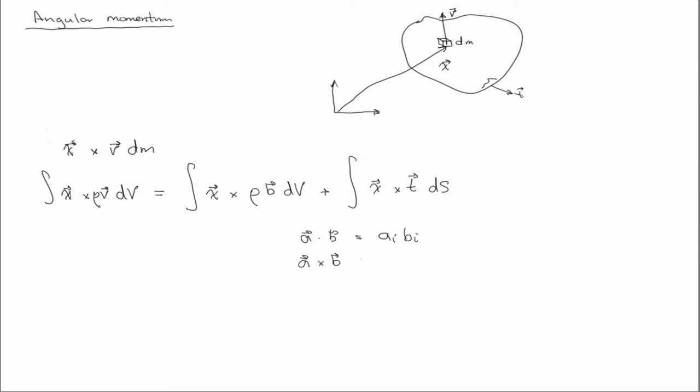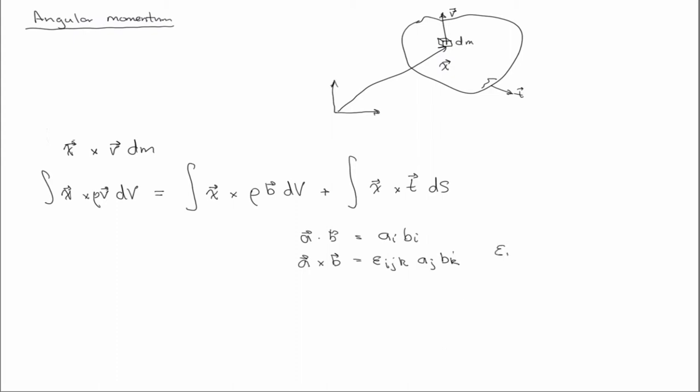So in order to do this, we introduce a special tensor called the permutation tensor. And it's a third order tensor that has components i, j, k. And I'll tell you what it is in just a second, but we would write A cross B as epsilon_ijk A_j B_k.